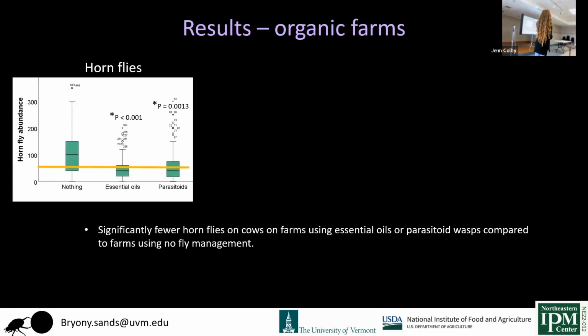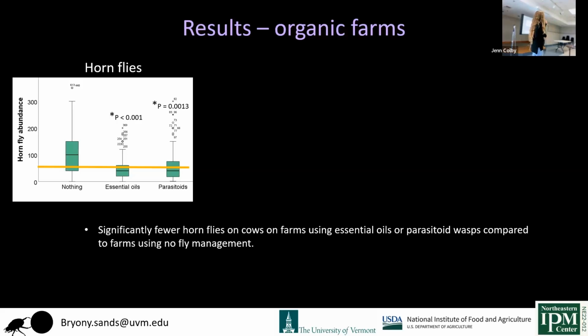Firstly, looking at the organic farms that we're using different fly management strategies. This is horn fly abundance up the side, and then farms that were using no management strategies, essential oils in the middle there, or releasing parasitoid wasps, so those fly predators. And you can see there were significantly fewer horn flies on cows on the farms that were using essential oils or parasitoid wasps compared to farms using no fly management strategies.